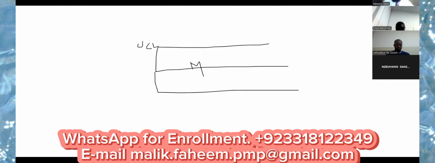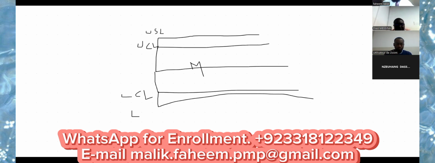The control chart is used to check the abnormalities of the process. There are two ways to check the abnormalities. In the center, there is a mean. Here is the upper control limit, and here is the lower control limit. And here is the upper specification limit that is set by the sponsor. And here the lower specification limit, set by the customer.